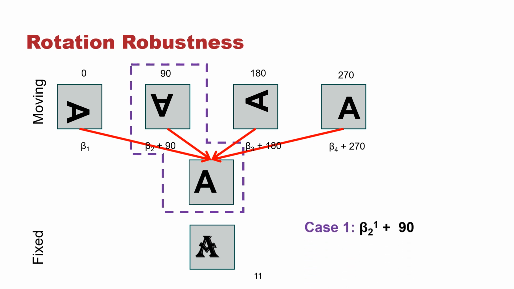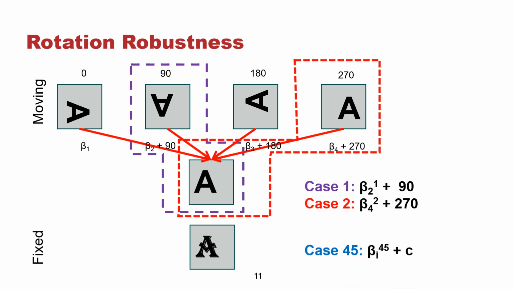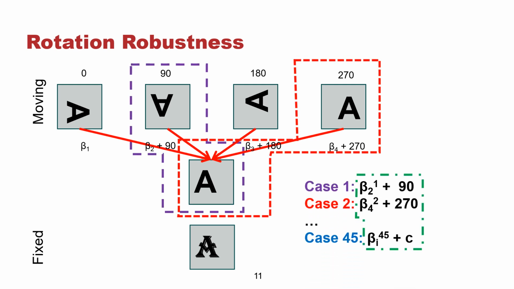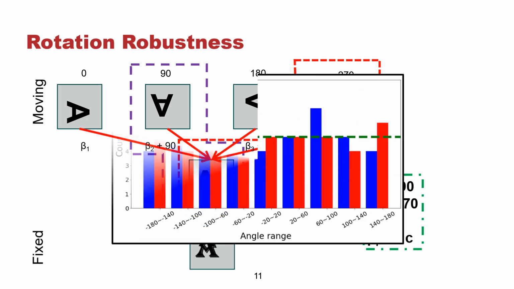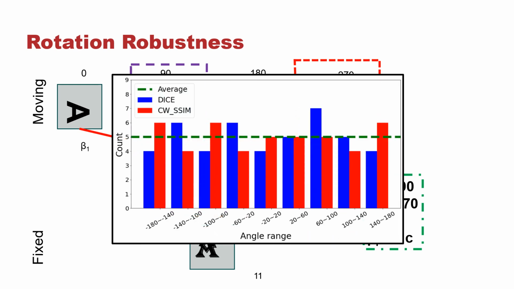Then, we recorded the rotation angles that received the best evaluation scores within each case. The chart shows that the recorded angles are evenly distributed in 9 equidistant angle ranges, proving the registration results are not influenced by input rotation differences. Thus, we can conclude the RoTIR model is rotation robust.